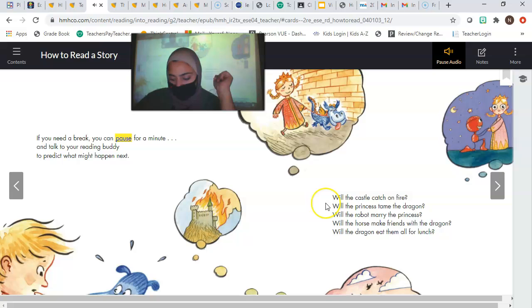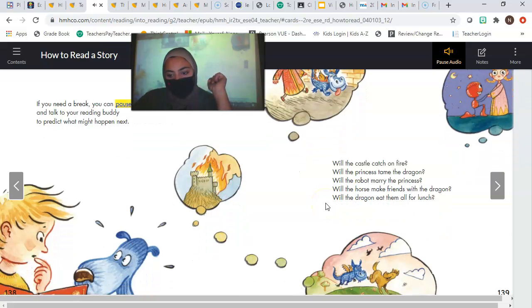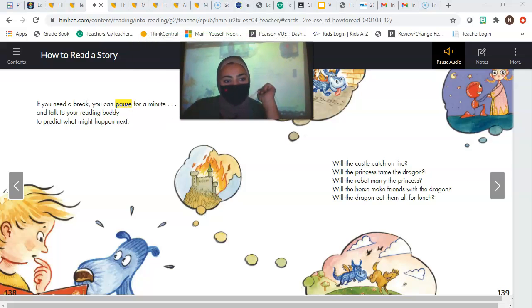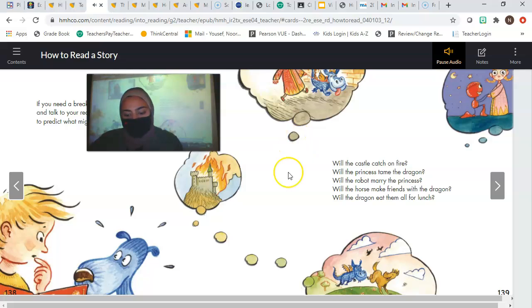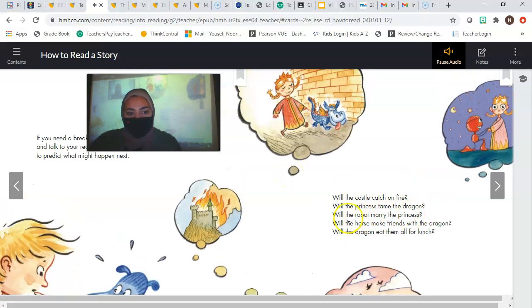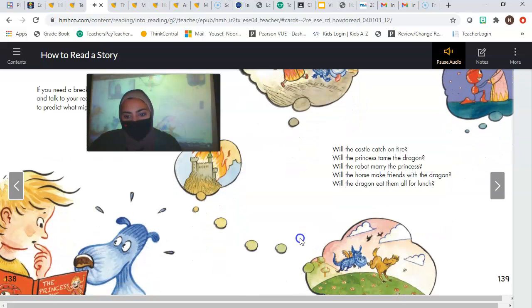If you need a break, you can pause for a minute and talk to your reading buddy to predict what might happen next. Will the castle catch on fire? Will the princess tame the dragon? Will the robot marry the princess? Will the horse make friends with the dragon? Will the dragon eat them all for lunch?